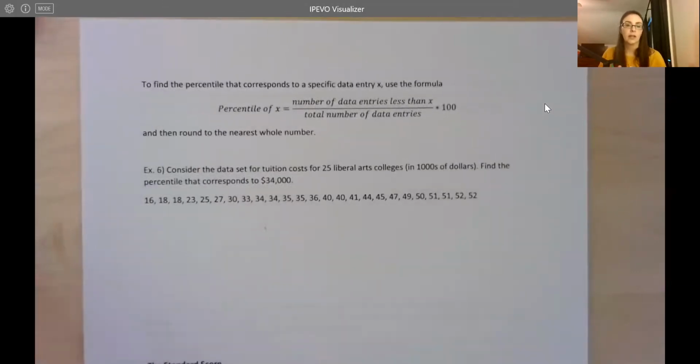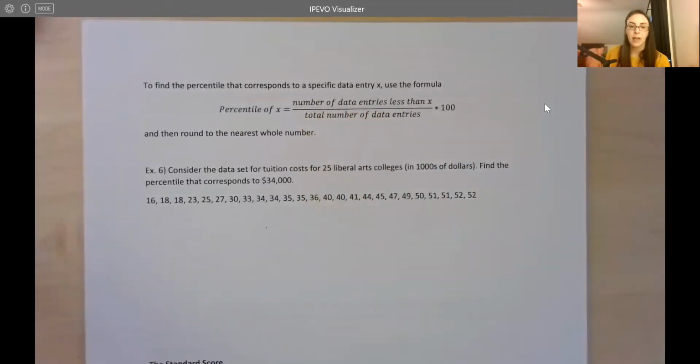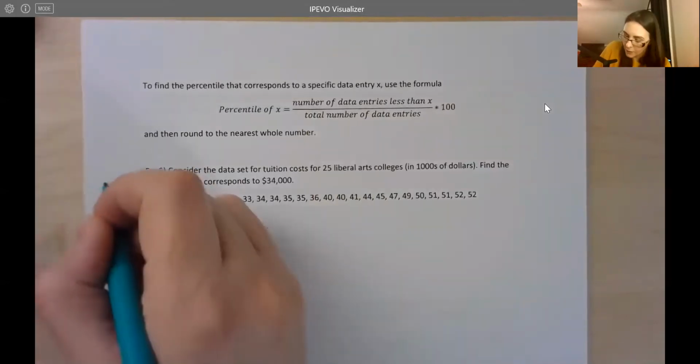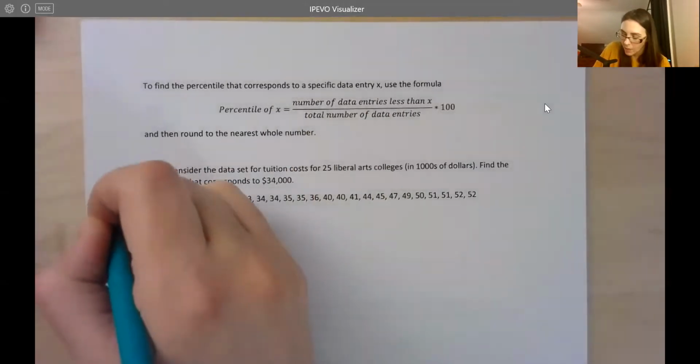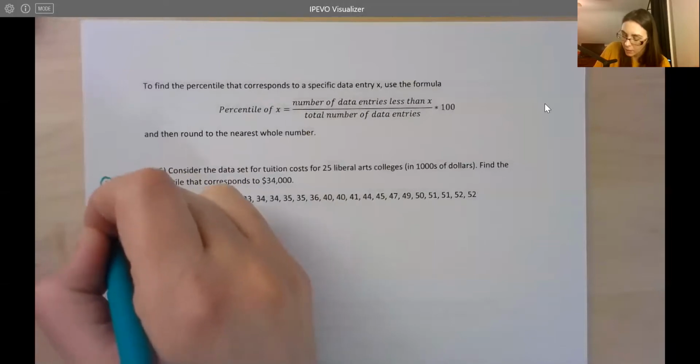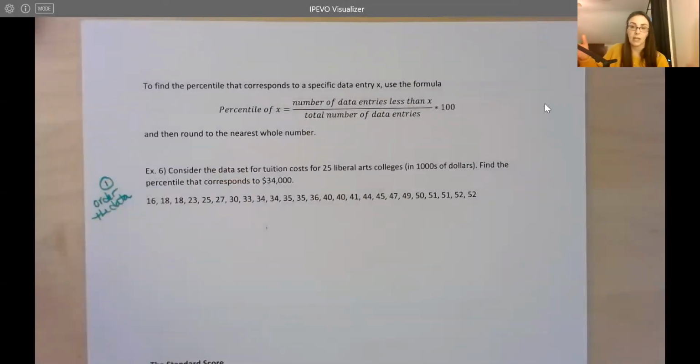We can also find percentiles that correspond to a specific data entry, and we can use the following formula. So the percentile of x, meaning a data point, is the number of data points less than that data point divided by the total number of data points times 100, and then round to the nearest whole number. Now, this sounds a lot trickier than it is. It's really not that complicated. So first thing, whenever you're talking about percentiles, quartiles, and you're doing it by hand, you do need to make sure your data is in order, if it's not, right? Because this is about a position in the data, so it has to be in order from least to greatest.